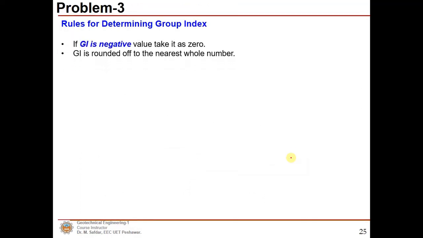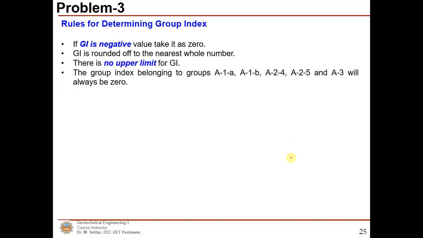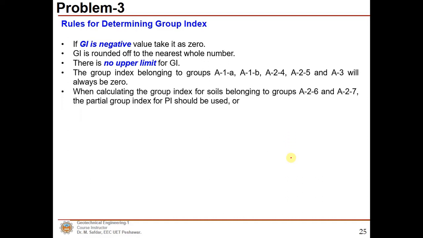Now there are rules for determining the group index. For example, if the group index is a negative value, take it as 0. Group index is rounded off to the nearest whole number. There is no upper limit for the group index. The group index belonging to groups A-1-a, A-1-b, A-2-4, A-2-5, A-3 will always be equal to 0. When calculating the group index for soils belonging to groups A-2-6 and A-2-7, you can use the partial group index for PI.